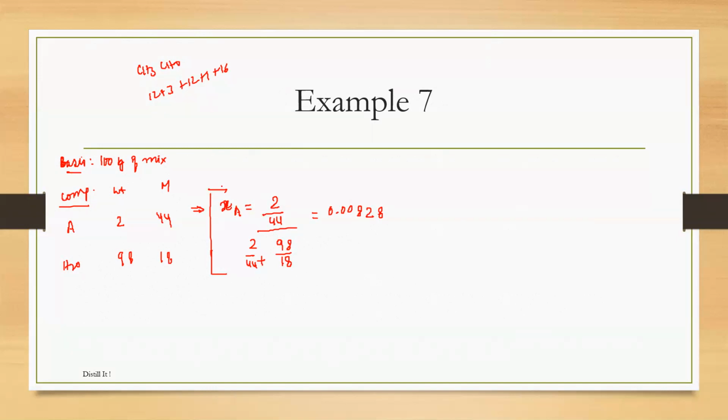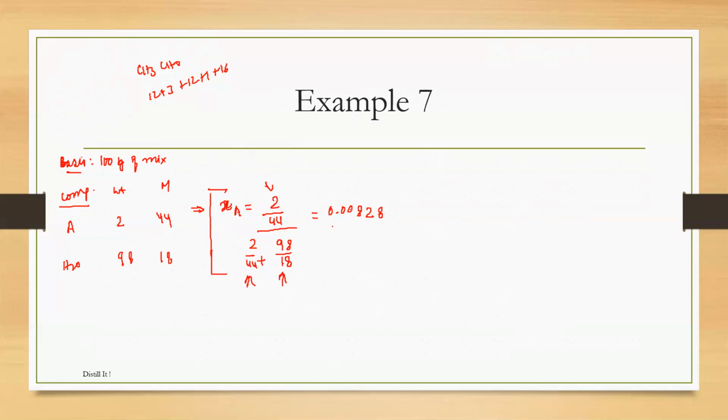So we have actually done the same thing. We have calculated the number of moles of each component, then divided it by the total number of moles of component A plus moles of component B. But this we have done in just one step. Instead of doing so many calculations, we have directly done it in one single step.